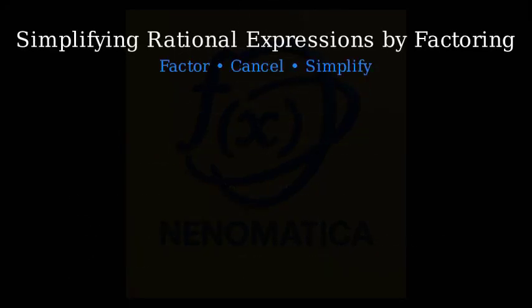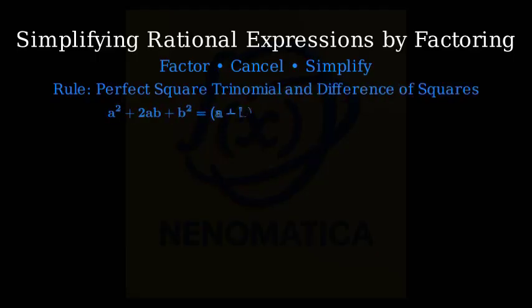In this lesson, we will simplify 3 rational expressions by factoring, then canceling common factors. Along the way, we will recall perfect square trinomials, difference of squares, grouping, and the difference of cubes. Rule reminder: a perfect square trinomial a squared plus 2ab plus b squared equals open parenthesis a plus b close parenthesis squared. And difference of squares, a squared minus b squared equals open parenthesis a minus b close parenthesis times open parenthesis a plus b close parenthesis.